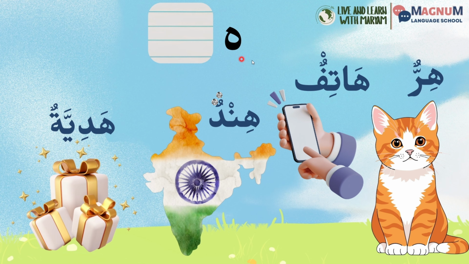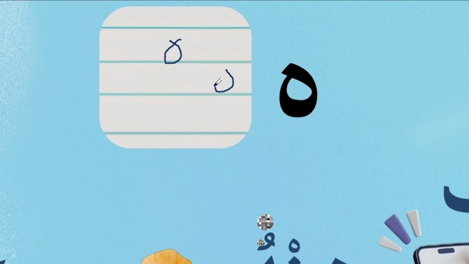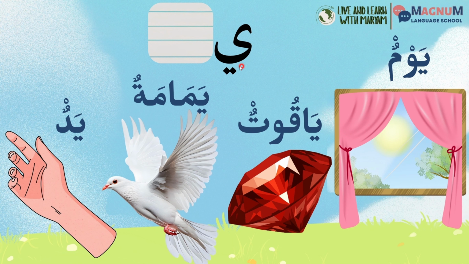Okay. Ha for Hirrun. Hirrun means cat. Ha for Hatifun means phone. Ha for Hindu, India. Ha for Hadiyatun means present. Now let's see how to write Ha. This is very simple. Like this. And done. Okay. Now the next and the last letter is Ya.